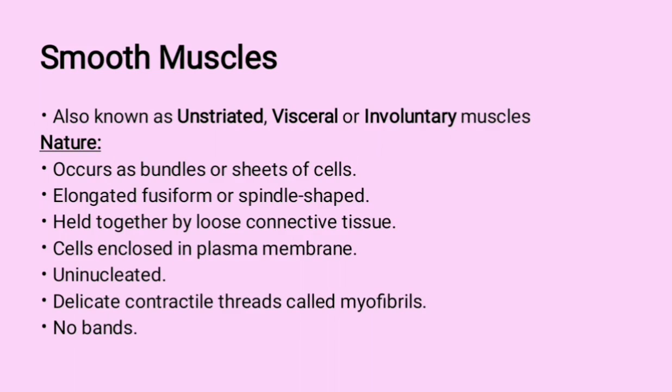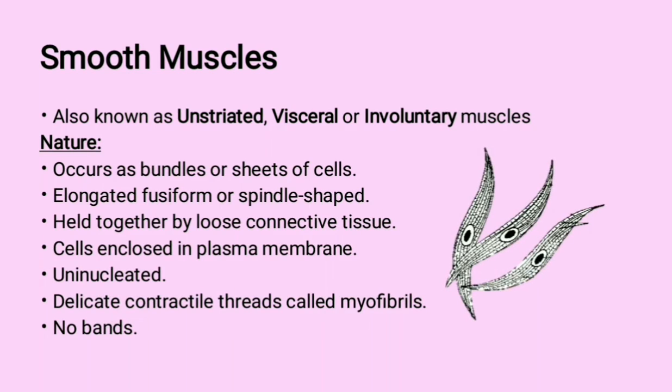Now our second type of muscles is smooth muscles. Smooth muscles are also called unstriated muscles because no dark or light bands or strips are present in these types of muscles. They are visceral muscles and are involuntary. Involuntary means they do not work as per our will. They are not in our control. We cannot move those organs which are made up of smooth muscles at will.